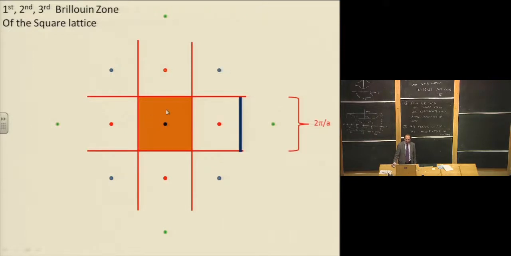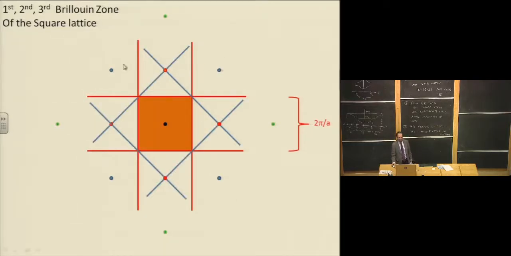So here, the second closest set of points are these blue points here. So let's put down perpendicular bisectors to those, like this, like this, like this, like this. So these are the perpendicular bisectors to the blue points out here. We'll color in the walled-off area blue, and this is now the second Brillouin zone. Now let's just check that it fits the definition. If you pick a point like here in the second Brillouin zone, the first closest reciprocal lattice point is this red point here.